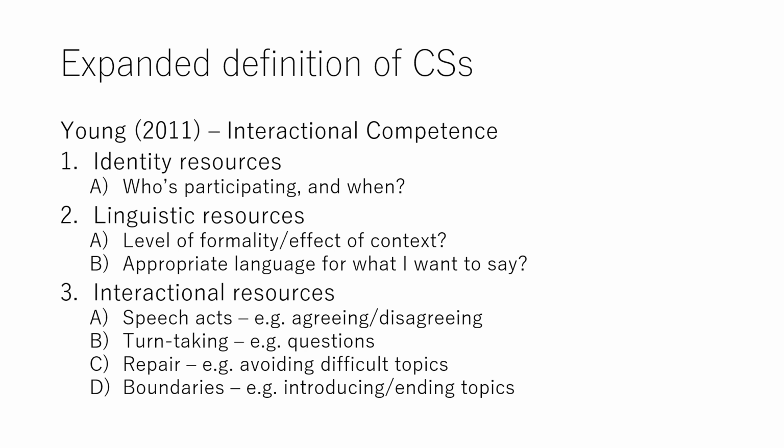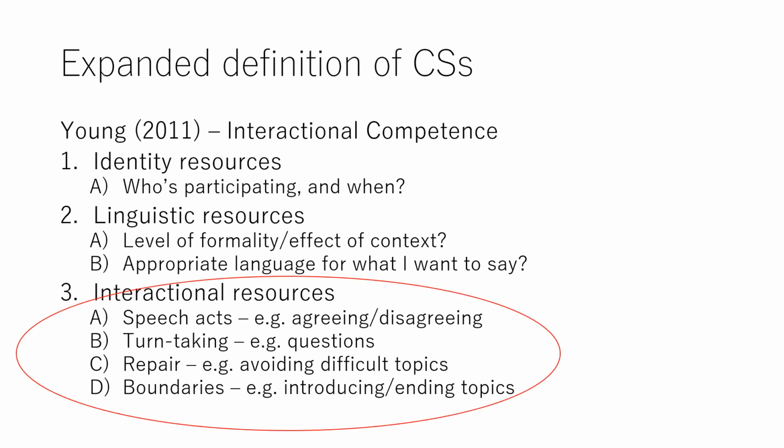Conversation strategies do occur for all of these, but in particular we see a lot of them come from interactional resources, so speech acts, which are chunks of conversation or special phrases with a particular usage. Then we've got turn taking, so figuring out who's speaking now. And we've got repair, and also boundaries, so things like changing topics, ending conversations, beginning conversations, that kind of thing. Transitioning.